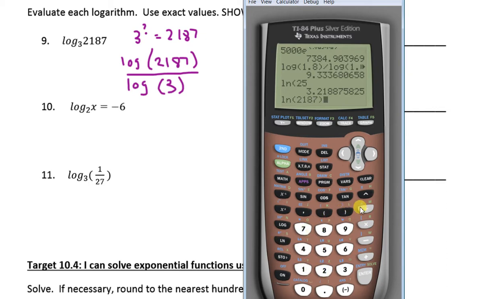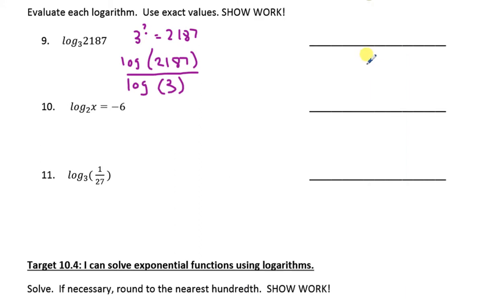Natural log of 2187 divided by the natural log of 3. And that equals 7. So what that means is 3 to the 7th power is 2187.